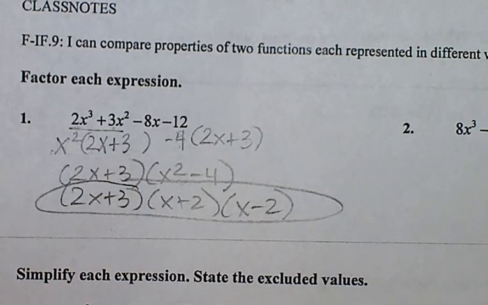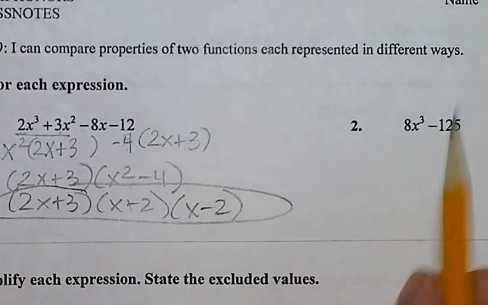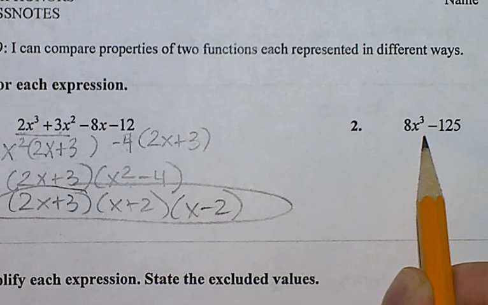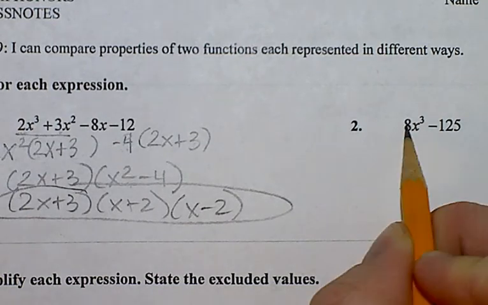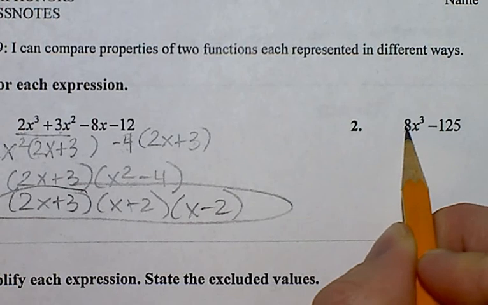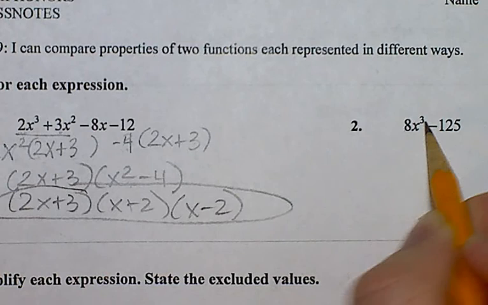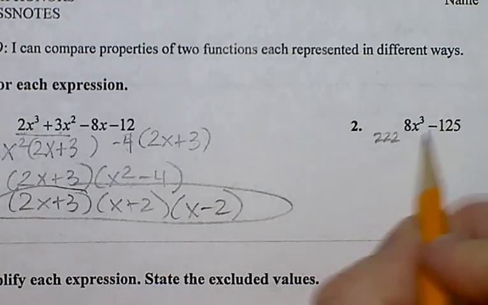Moving on to problem number 2. Number 2 is a problem where you're going to be factoring the difference of cubes. So I'm going to go through this because it's been a while, as if you've forgotten. So it's called the cube root of 8, and that means what number times itself 3 times equals 8? The answer is 2. Cube root of x cubed is x.